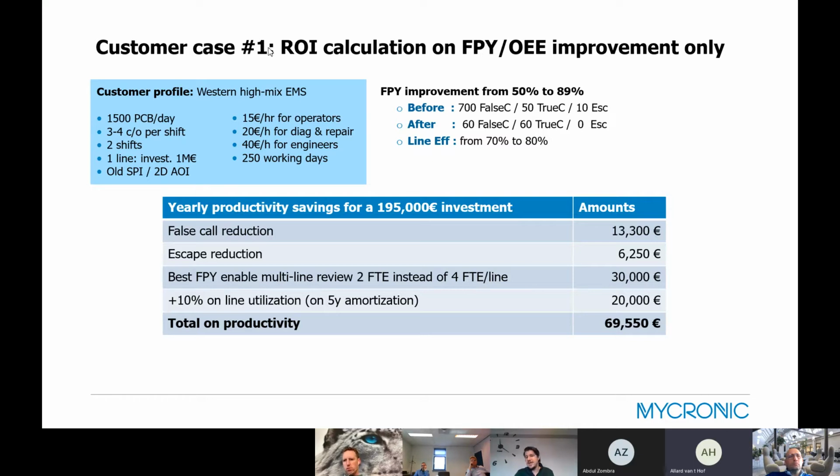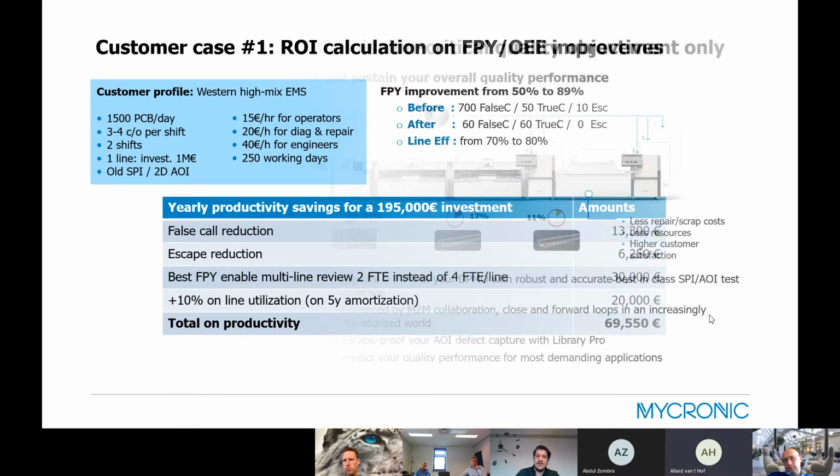Maybe in your example, it's a little bit less or a little bit more. I don't know. But this is a little bit how we calculated this one. And with an investment, if you take our SPI and AOI as a combo with the software and so on, it costs approximately 200,000 euros. So for an investment of this money, you can already per year gain 70,000 euros on this productivity. That's the first example, but we have more because we are also helping you grow in quality.